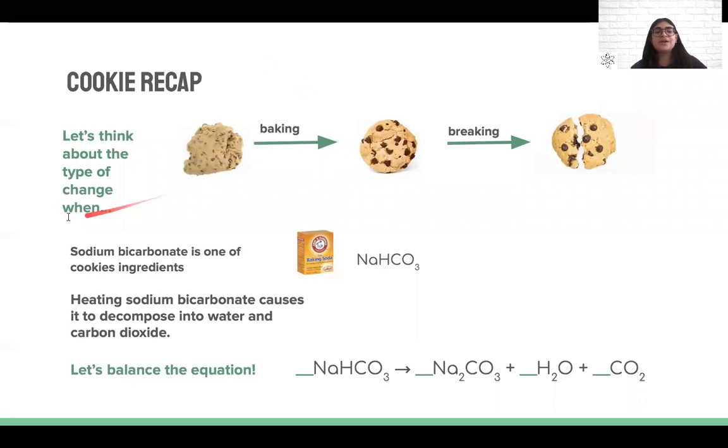All right, well, now we're going to talk about the different types of changes. Well, when we bake a cookie, we are adding heat to it. The cookie's molecules are rearranging themselves. Chemical reactions are happening. Like, for example, the chemical reaction that happens with heating sodium bicarbonate. This reaction right here is happening during the baking of cookies. And also, since we can't unbake cookies, it's not something that you can reverse. This is a chemical change.